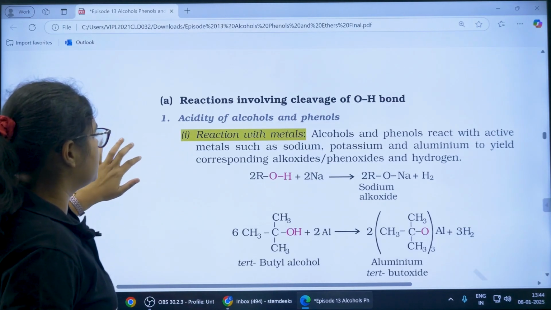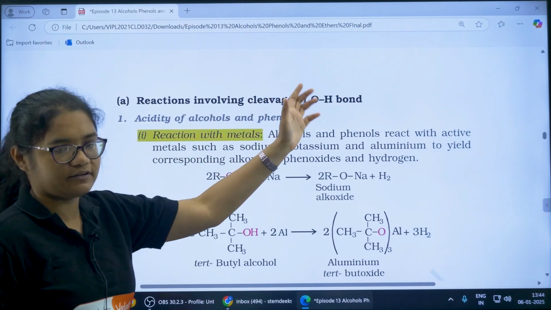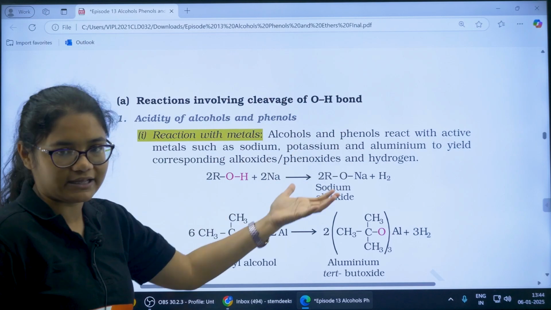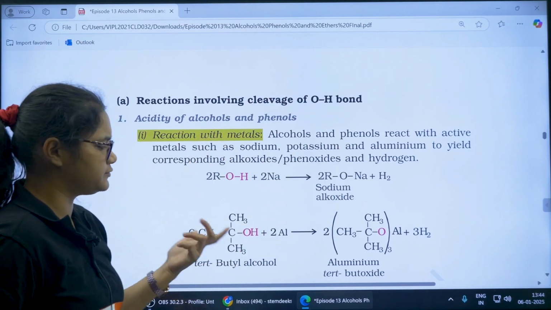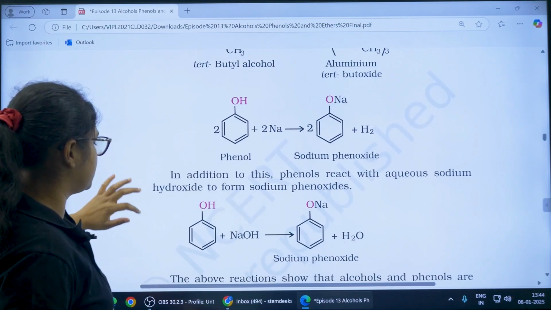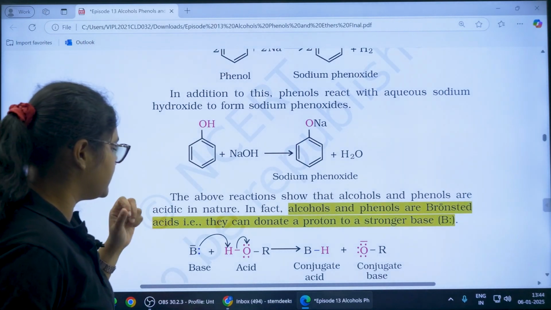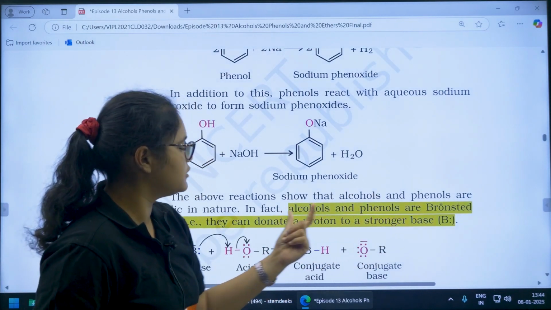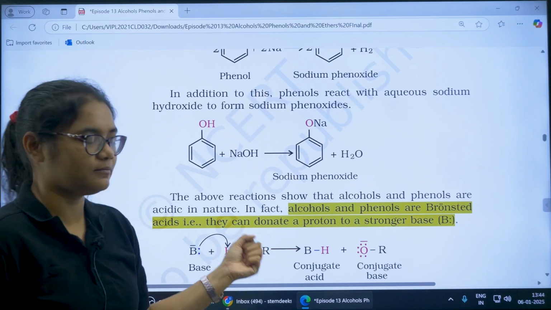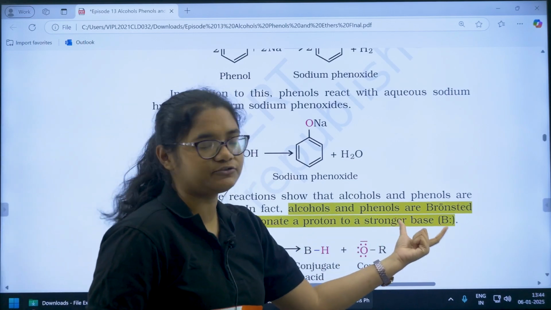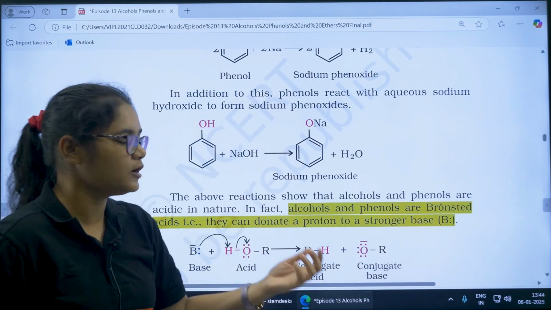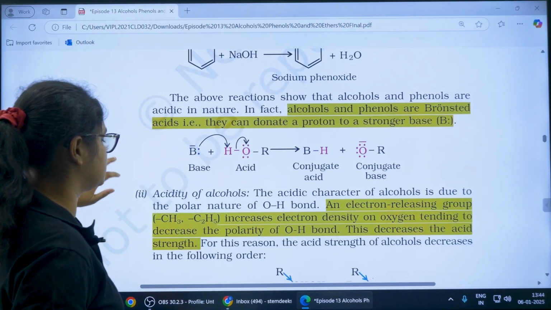Next, moving forward, reactions involving the cleavage of the OH bond, or the nucleophilic nature of alcohols. First one is reactions with metals. Next, we have here also nothing much. Yes, here there is something important. Alcohols and phenols are Bronsted acids. Why? Because they can donate a proton to a stronger base. They can donate a proton, so that is why they behave as Bronsted acids.